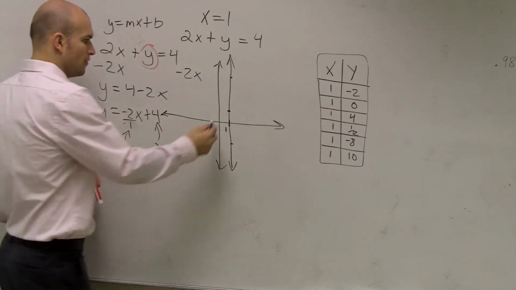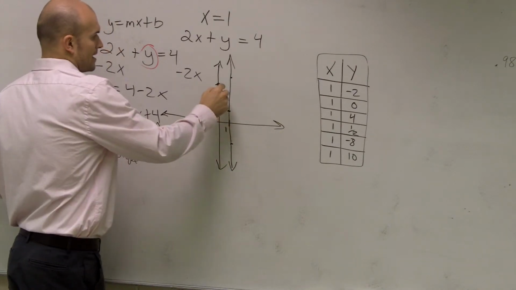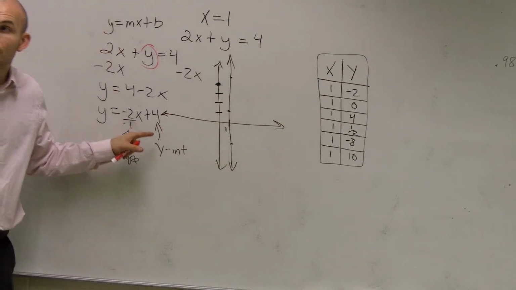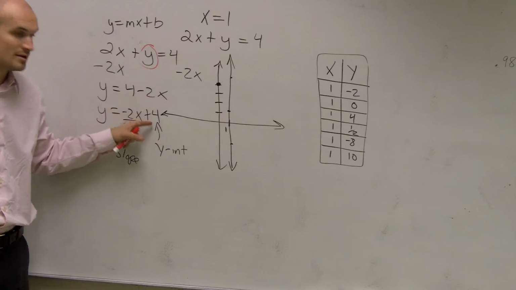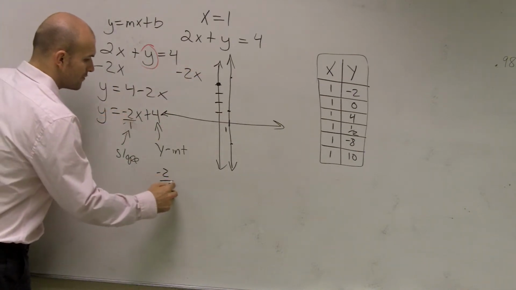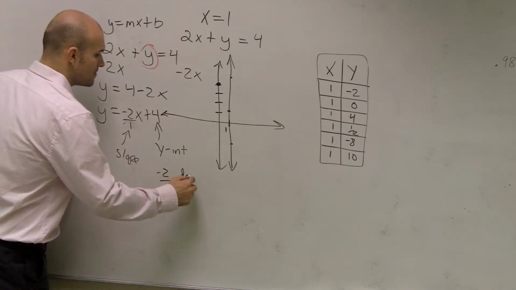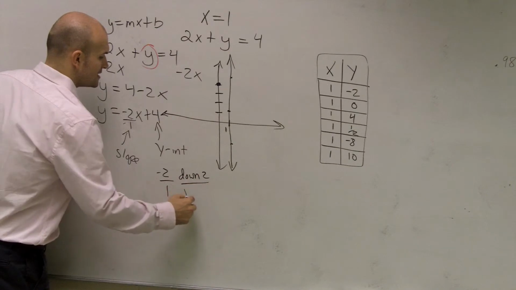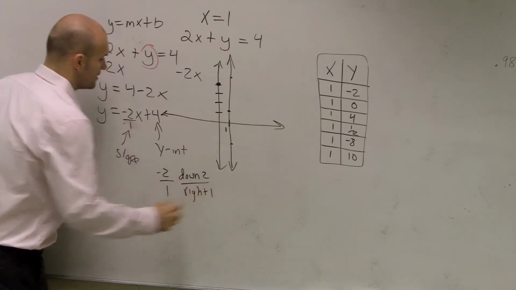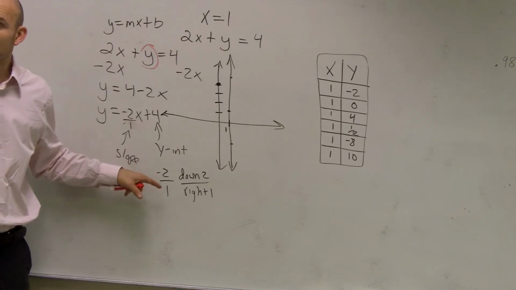So what I'll do is I'll go up to 4. 1, 2, 3, 4. And I'll make a dot, because you always want to make a dot at your y-intercept. Then you need to follow your slope. Remember, negative 2 over 1, that negative 2 tells me to go down 2, and to the right 1. I'm going to the right because this is positive, and I'm going down because this is a negative 2.